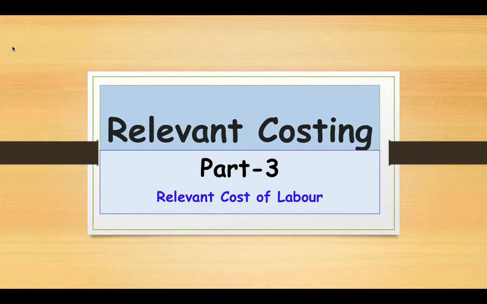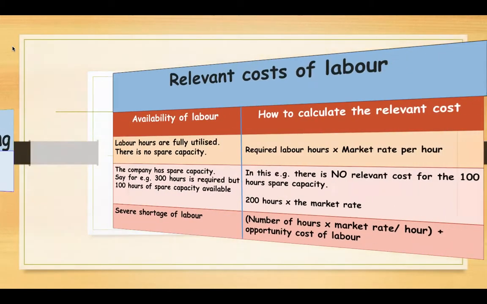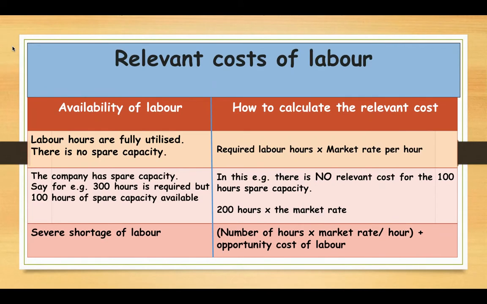Here we are going to see the relevant cost of labor. We are going to see the different situations of labor availability and how to calculate the relevant cost of labor. So I have created a table and we are going to see 3 different situations. On the left hand side, it says the availability of labor, and on the right hand side of the chart, it says how to calculate the relevant cost.